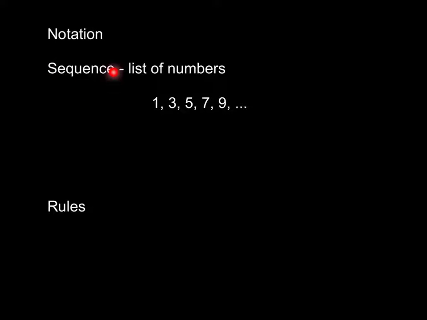Now, a sequence is pretty simple. It's just a list of numbers. You guys are usually used to seeing these numbers listed in the y-axis. So normally they would be like this on a table. And so instead of doing that, though, we just have them listed out.